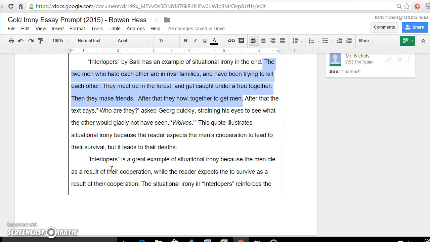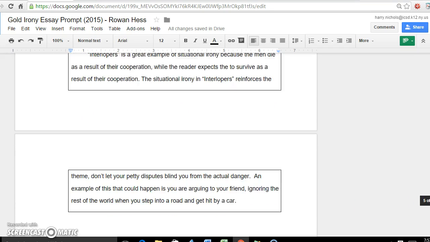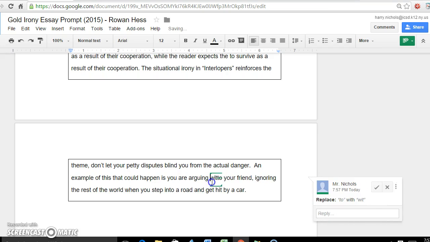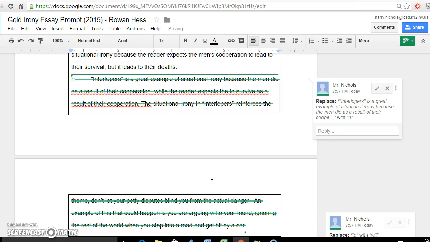The Interlopers is a great example of situational irony because the men die as a result of their cooperation, while the reader expects to survive as a result of their cooperation. So some obvious problem there. The situational irony in the Interlopers reinforces the theme, don't let your petty disputes blind you from the actual danger. An example of this could happen is you are arguing to your friend. Usually it's you argue with your friend, right? Arguing with your friend.